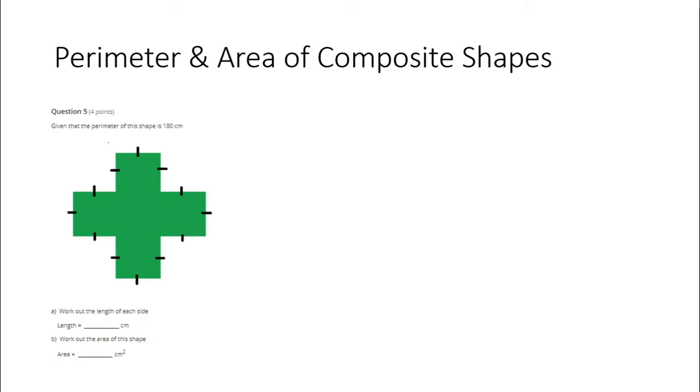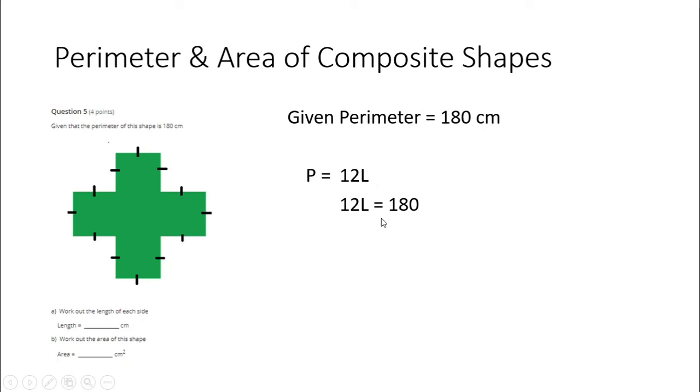Next one, we've got another composite shape here, and it's an interesting looking one. Notice all of these lines all over it. That means that they are all the same length. So when we're told that the perimeter of the shape is 180 centimeters, that means that if I added up all of these sides, so 1, 2, 3, 4, 5, 6, 7, 8, 9, 10, 11, 12. There are 12 sides. They are all the same length. All 12 of those have to add together to make 180. So I said the perimeter is 12 of these lengths, and 12 of these lengths equals 180.